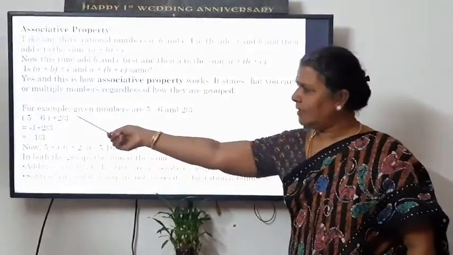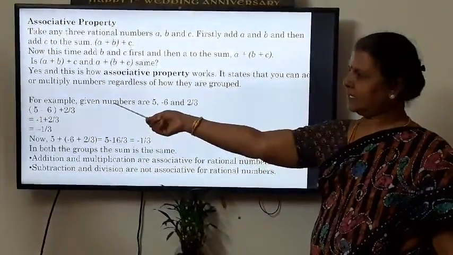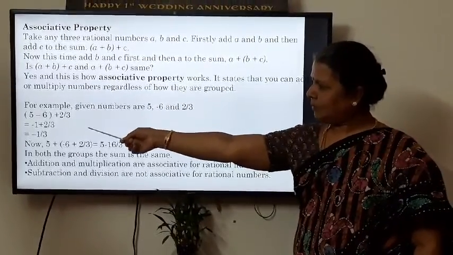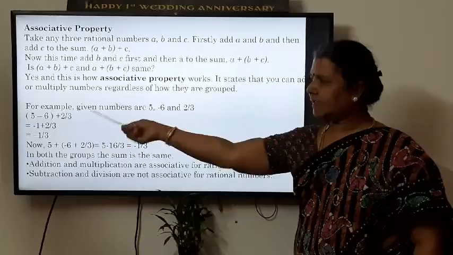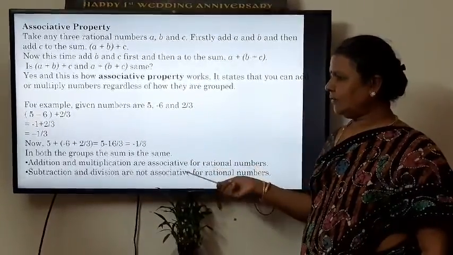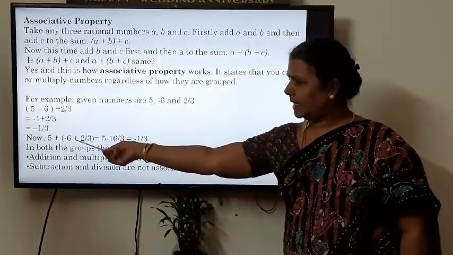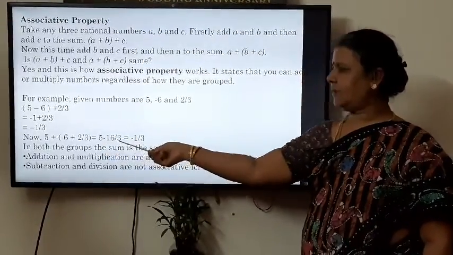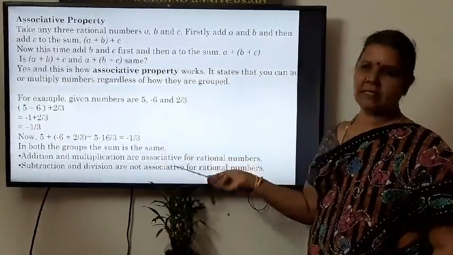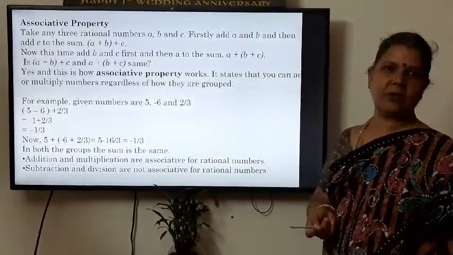See for example, 5 is a rational number, meaning 5 by 1. 6 is a rational number, minus 6 by 1. You add both, getting the answer minus 1. Add it with the third number, 2 by 3, getting the result as minus 1 by 3. When you come for the other way, you combine minus 6 and 2 by 3, the result is minus 16 by 3, which is added with 5, and we are getting the same minus 1 by 3. So this is called the associative property of rational numbers.